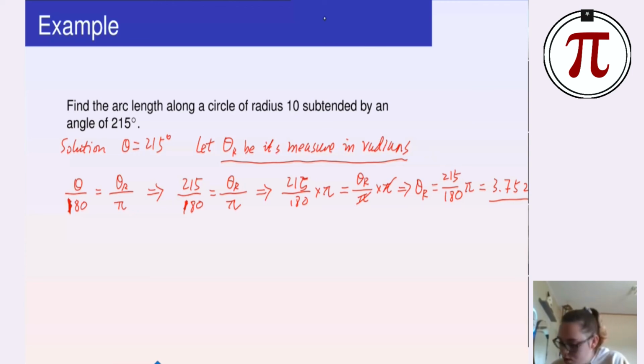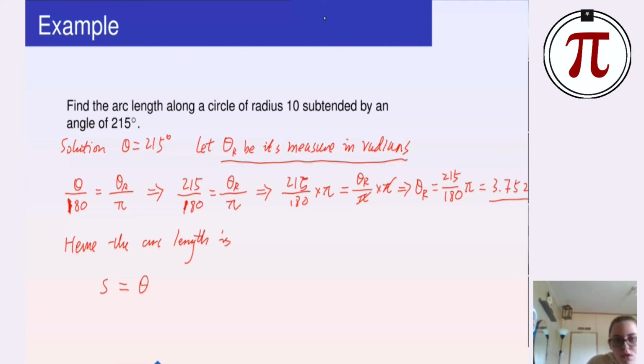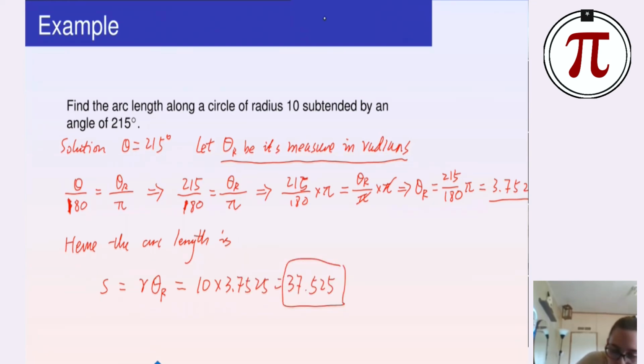Okay, very good. Hence the arc length S is 3.7525 times 10. Yes, this one is the radius. Be careful: it's theta r times r, measured in radians. So it's 10 times 3.7525. Good.